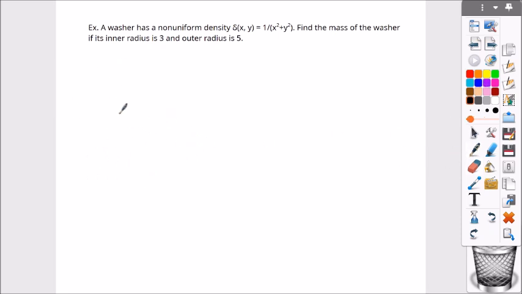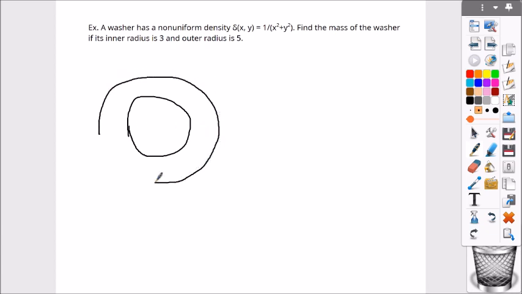So let's draw the picture. Inner radius 3, and then outer radius 5. So let's say something like that. That was pretty okay circles. I expected way worse. So that's 3. Use a different color. That's 3. And that's 5. The entire thing's 5. There you go. So how does this work?